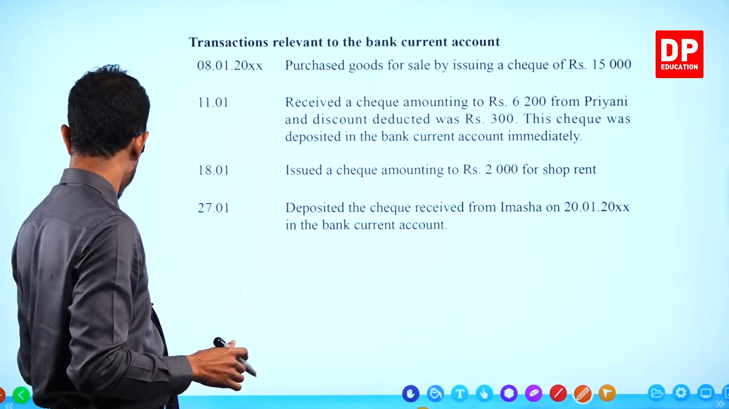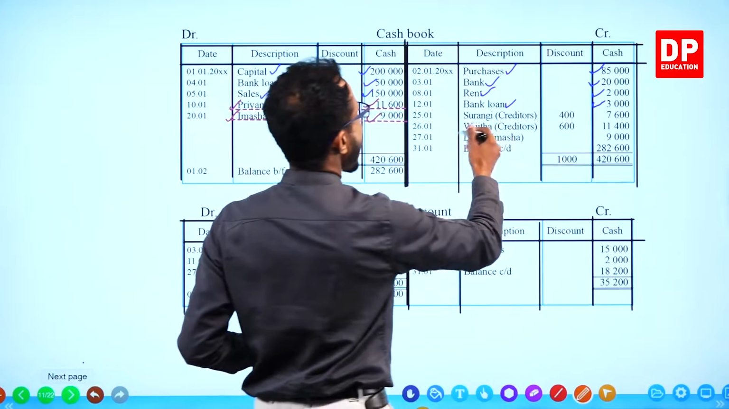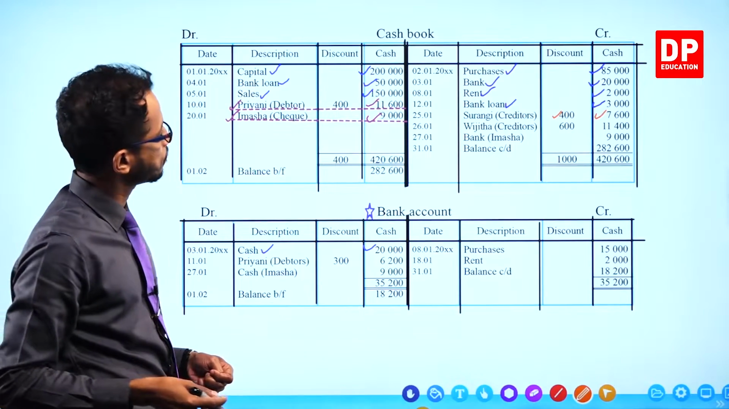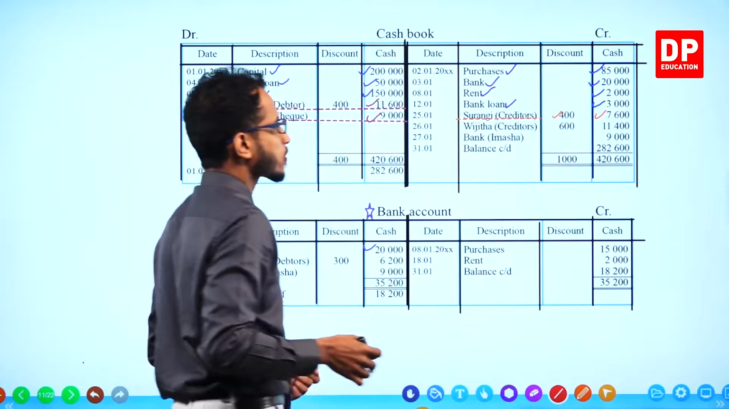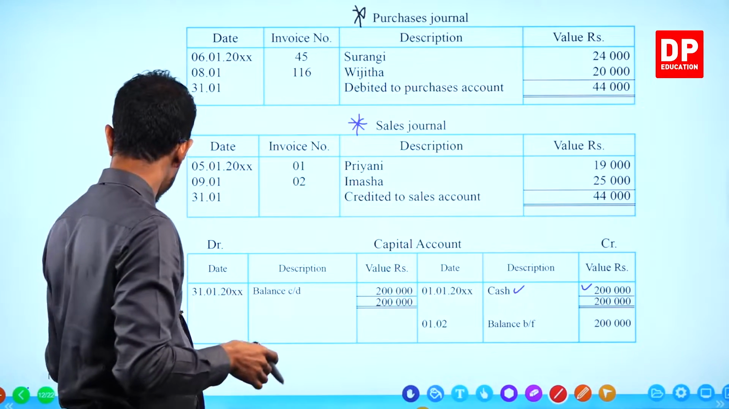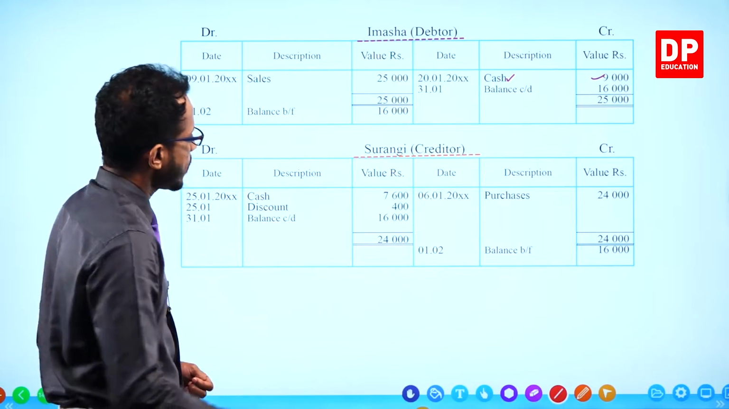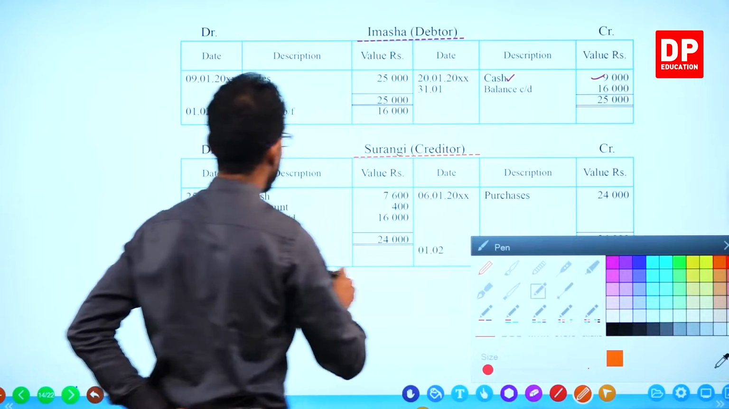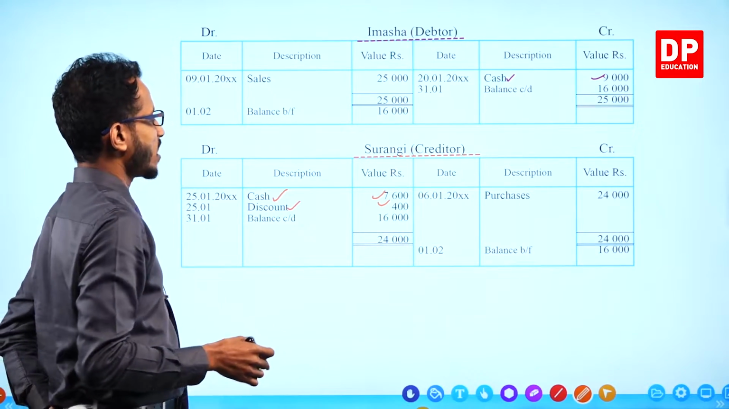What do we do? We go to the cash book. Should credit the cash book 7,600. Discount column 400. Description is Surangi. Yeah. And we should find Surangi's account. Where? Here. Surangi is right here. Debit her account with the 7,600 and the discount value 400.